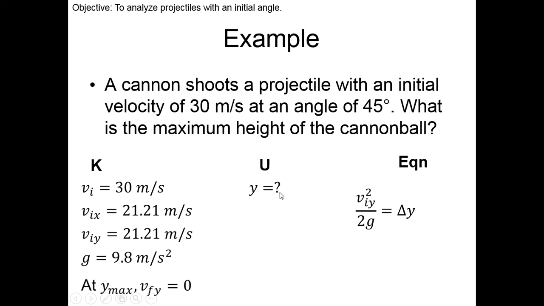But wait a minute, that's not the same as y, is it? Yes, it is. Because I defined my coordinate system, my initial y is at the origin, so my initial y is 0, which gives me only my final y here. All right, plugging and chugging the values, I get a maximum height of 22.96 meters.